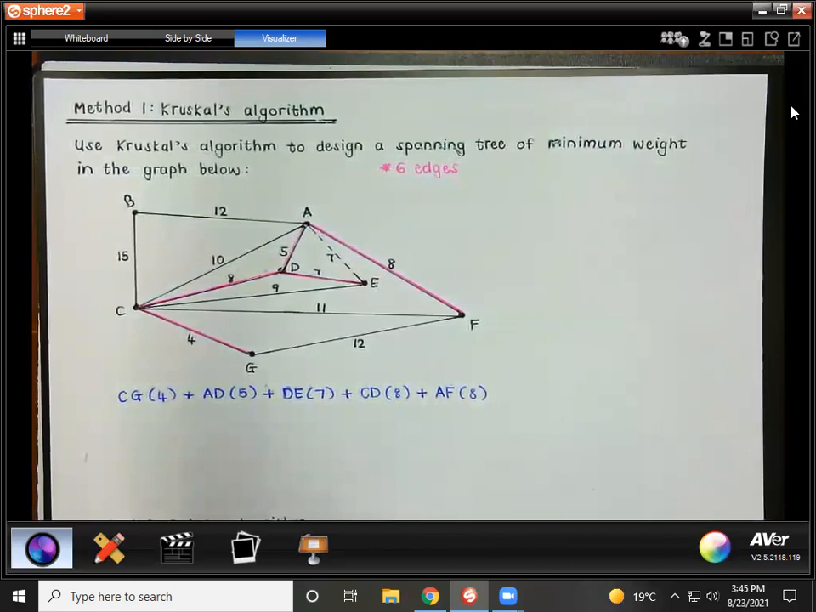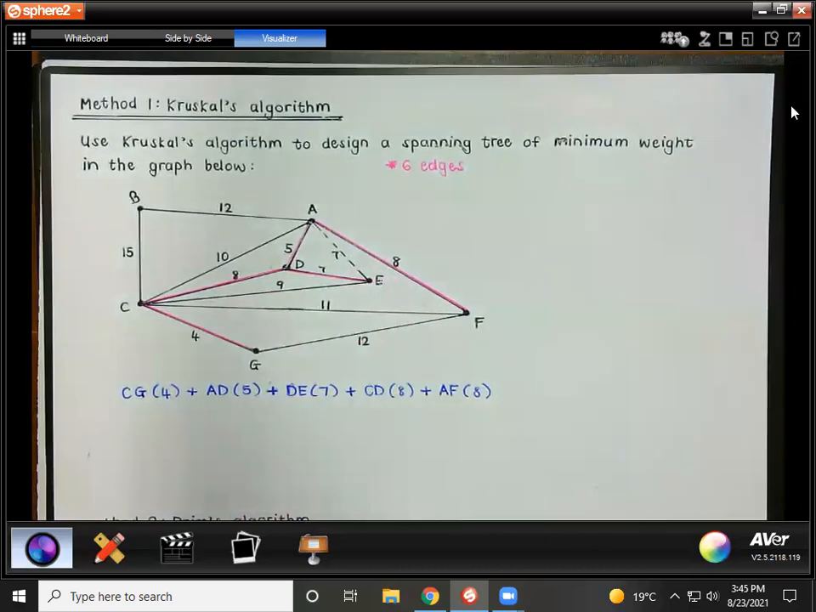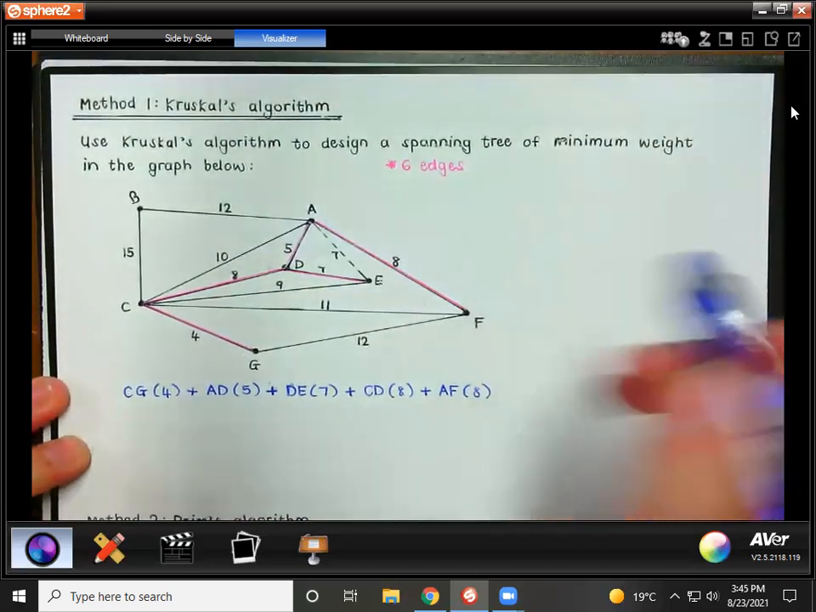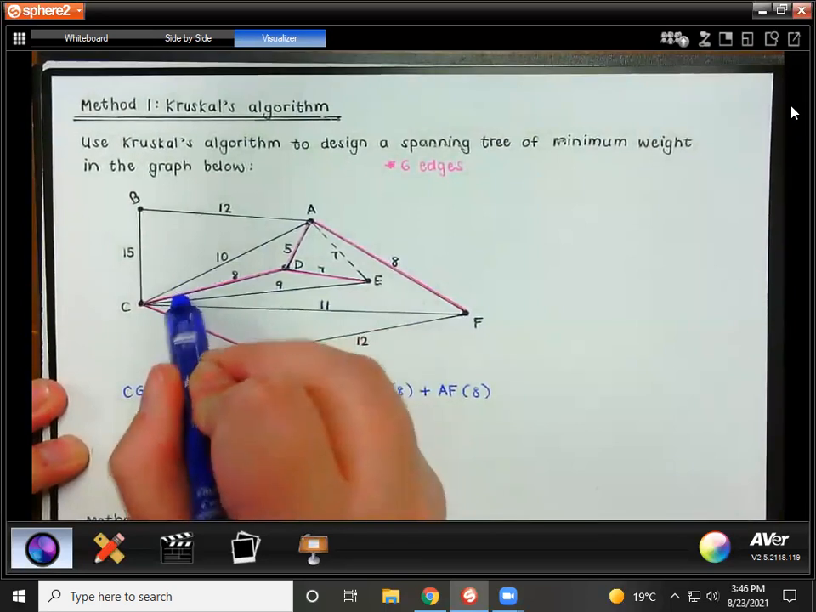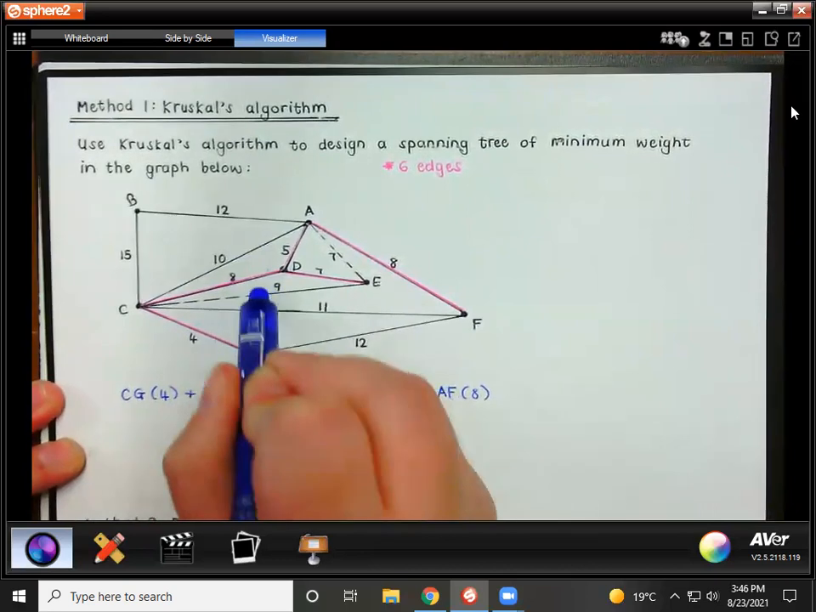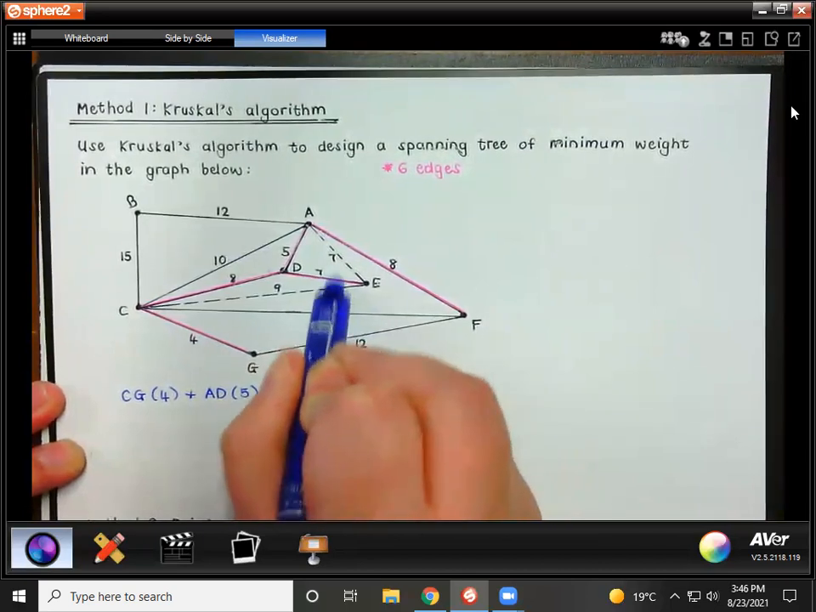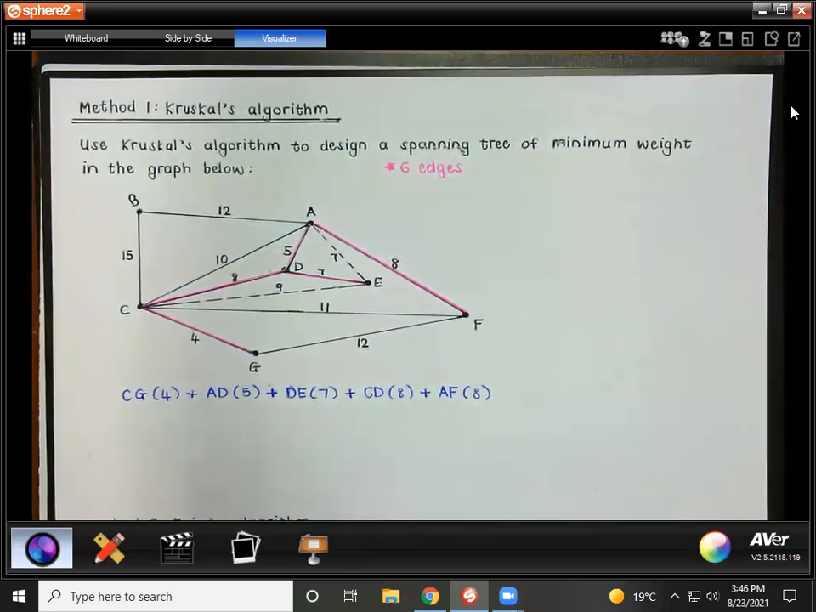Okay, next. 9. CE has a weight of 9. Guys, if I connect CE, is that going to create a circuit? If I connect CE, I'm going to have a circuit there. So I'm not going to connect CE at all. So I'm going to erase it. That's what I meant in the summary where I said we disregard any edges that will create circuits. So that edge CE is not going to be in our tree.